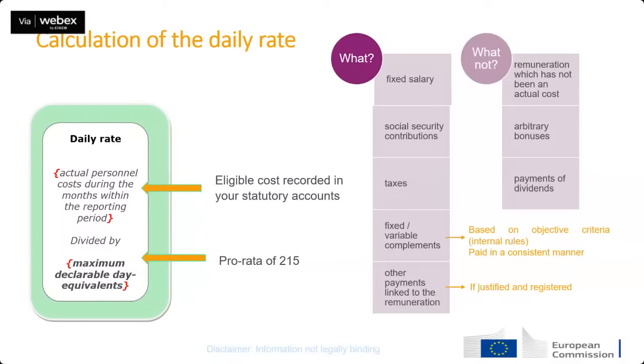What you cannot include is any remuneration which has not been an actual cost for the beneficiary. And here we go back to the general eligibility conditions that I mentioned before. It has to be really a remuneration, a salary for a person that is working in the action, that is connected to the action. You cannot include, of course, any arbitrary bonuses that are not objective, or the distribution of dividends. Okay, so this is a bit of an overview of how you can calculate your personnel cost.